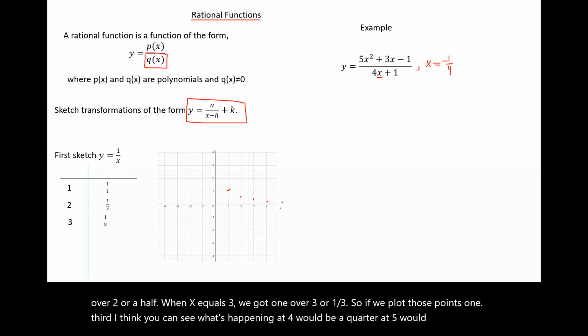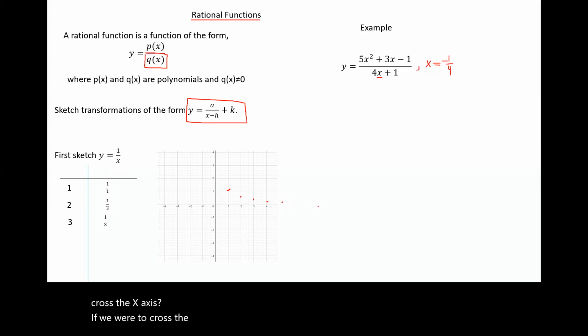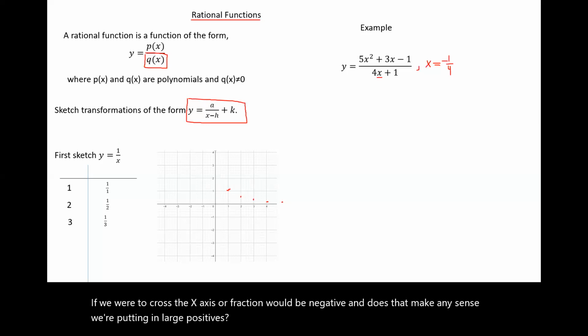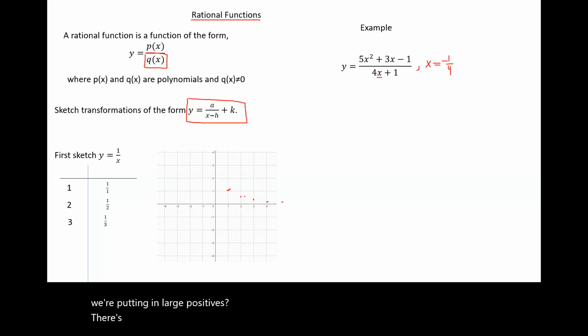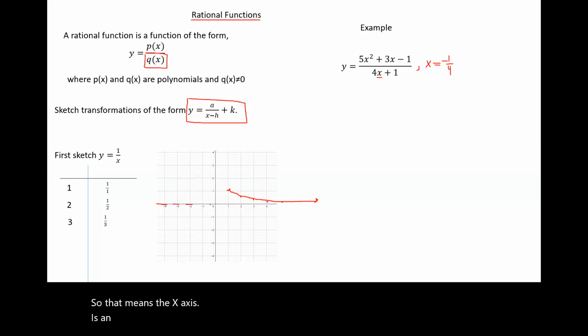Do we ever cross the x-axis? If we were to cross the x-axis, our fraction would be negative, and does that make any sense? We're putting in large positives. There's no way that becomes negative, so we just get closer and closer to the x-axis. So that means the x-axis is an asymptote. Your graph gets closer and closer to that line.